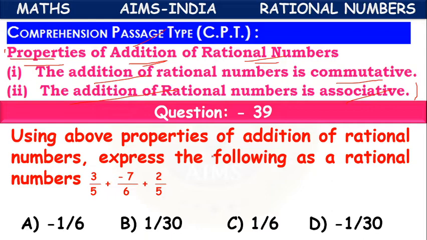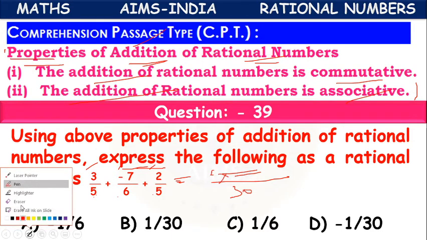Next, using the above properties of addition of rational numbers, express the following as rational numbers. Here 3 rational numbers are given. If we add them, the result also will be a rational number. We have to find its value. The denominators are 5, 6, 5, so the LCM will be 30.